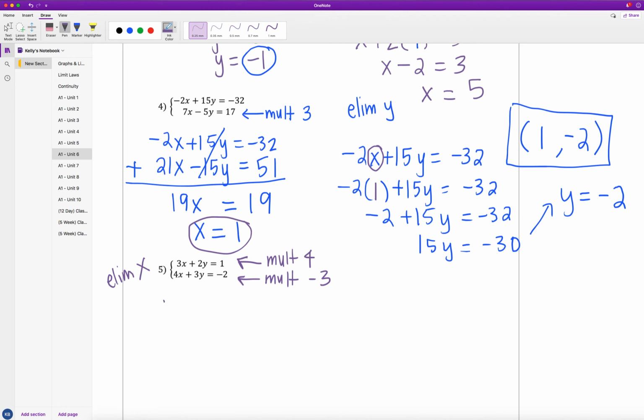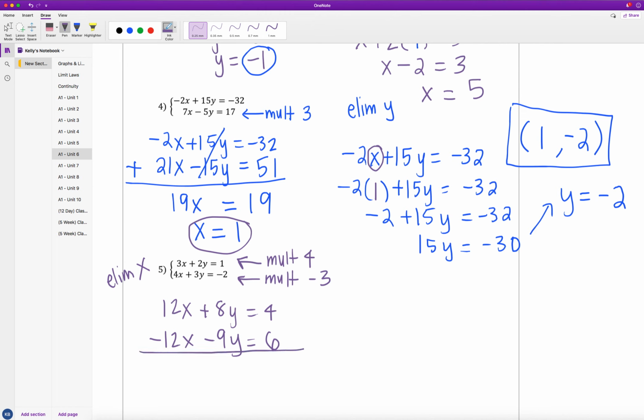So our first equation will become 12x plus 8y equals 4. Our second equation will become -12x minus 9y equals 6. Always make sure that you're multiplying the entire equation through. Otherwise, you're going to end up changing the problem, and then we will not get the right answer. So always make sure you're multiplying every single term by whatever number you are distributing.